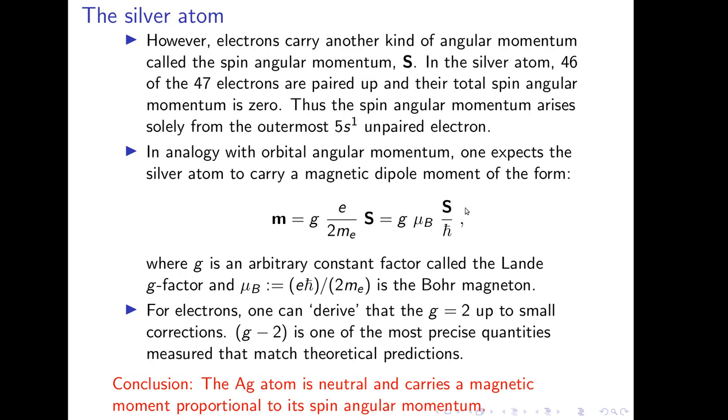So suppose the spin angular momentum was 1 in units of h bar. That means the magnetic dipole moment would be 1 Bohr magneton if g was 1. For electrons, one can derive from something called the Dirac equation that g equals 2 up to small corrections. In fact, g minus 2 is one of the most precisely measured quantities that match theoretical predictions. So the takeaway for us is that the silver atom is neutral. It carries a magnetic moment proportional to its spin angular momentum. The rest of the chemistry is not so important at this moment.